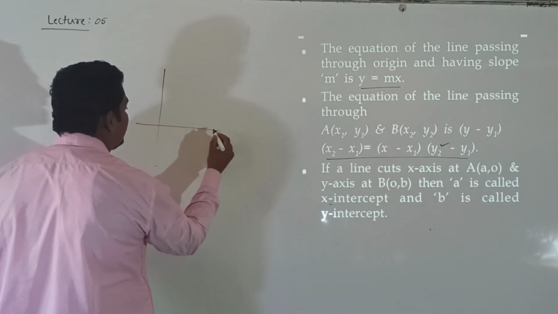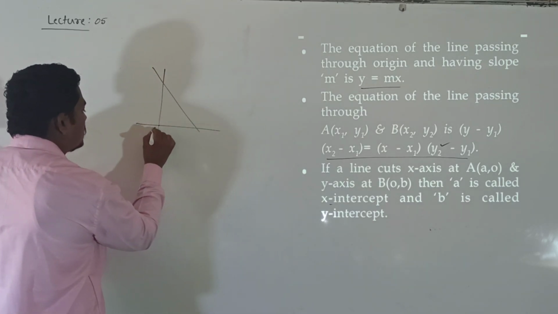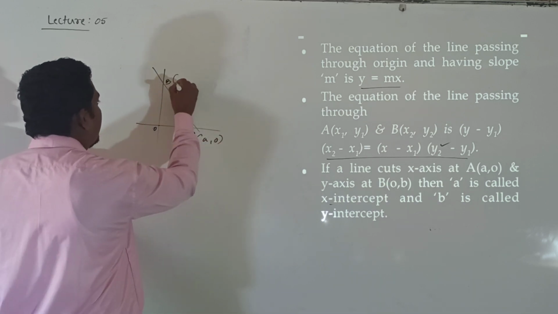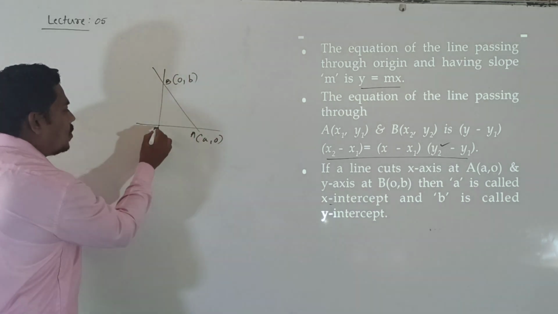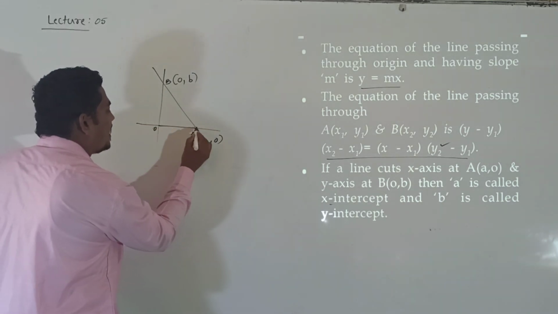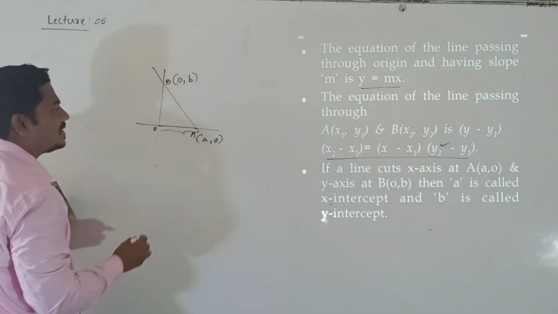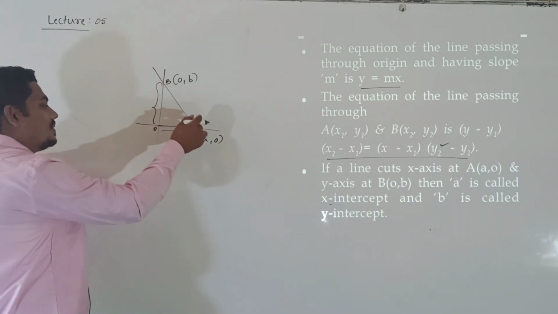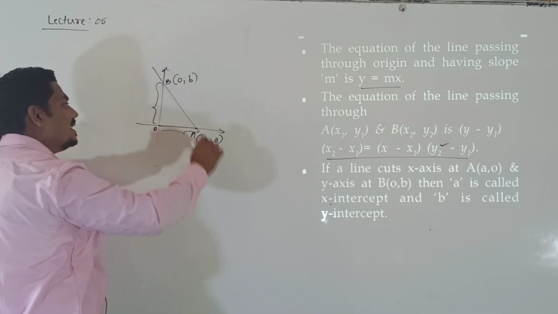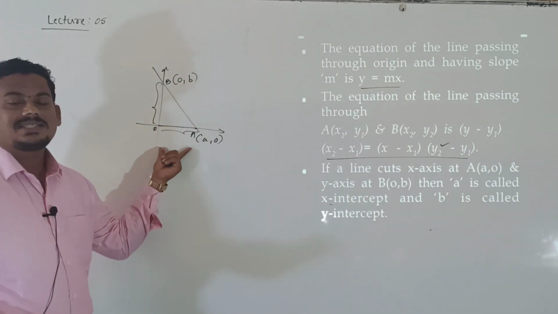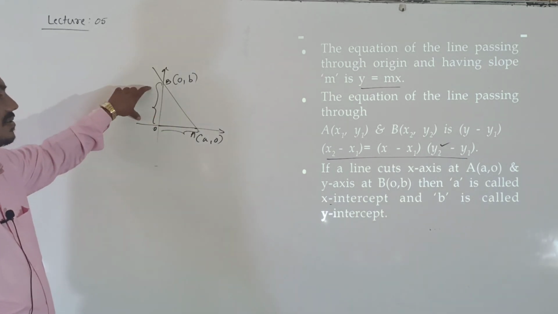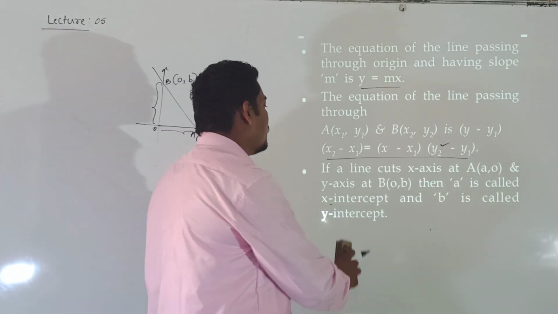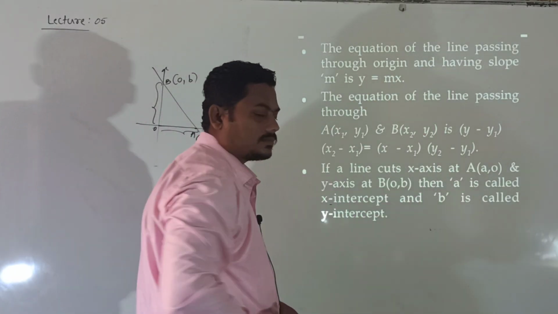What is the meaning of x-intercept? Suppose it is O, this is A and this is B, whose coordinates are (a, 0) and (0, b). OA is called the x-intercept and OB is called the y-intercept of the line. Shifting of the line on the coordinate axis is known as intercepts. Small a and small b are called x-intercept and y-intercept. Right? Next point.